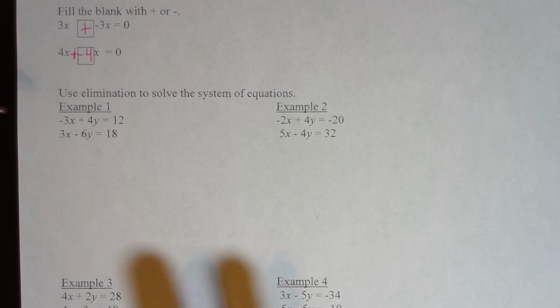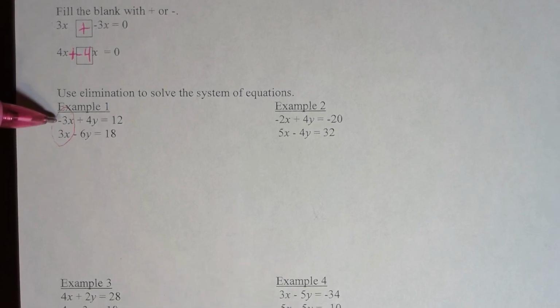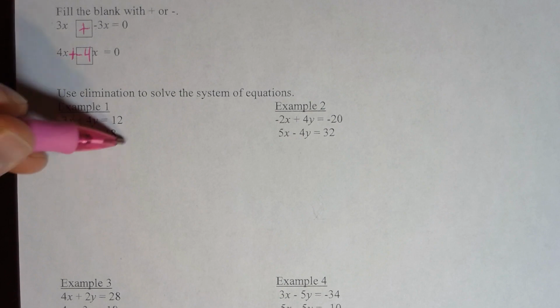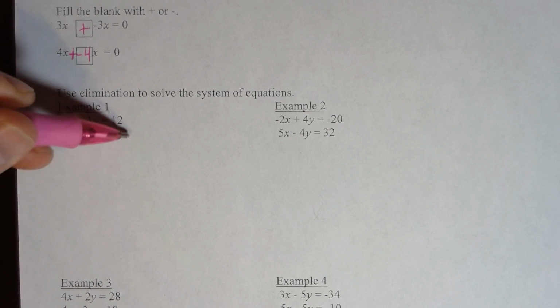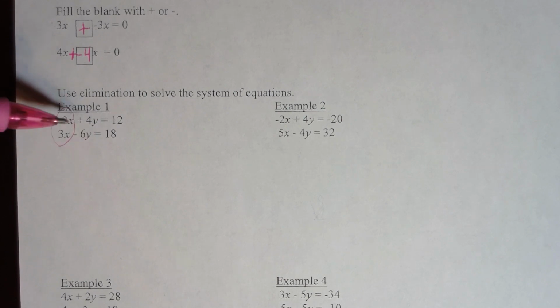So immediately you should notice this right here, that this is a negative 3x and this is a positive 3x. So the elimination method tells us that we can just add these two equations together and then solve for one of the variables, and then we're just going to be doing exactly what we did yesterday, which is taking that value, plugging it back into one of our original equations, checking our work, and writing our solution as an ordered pair.